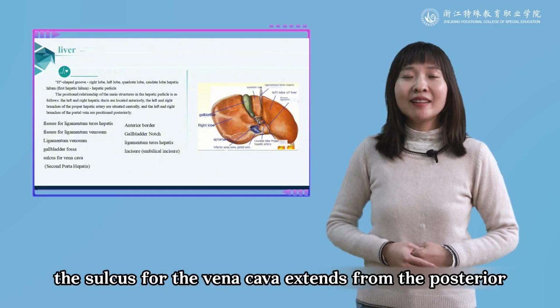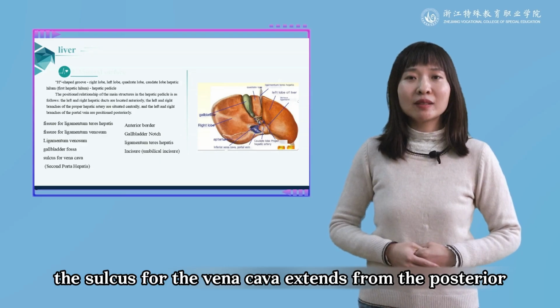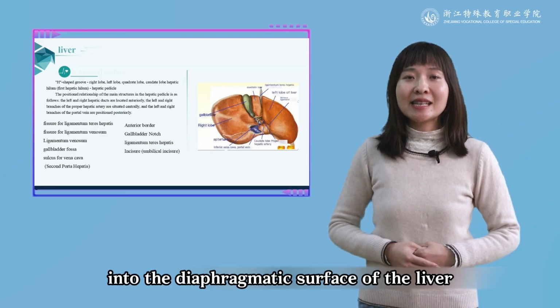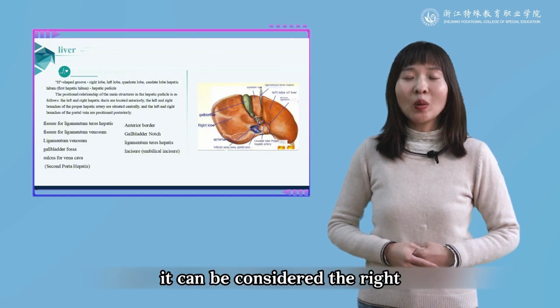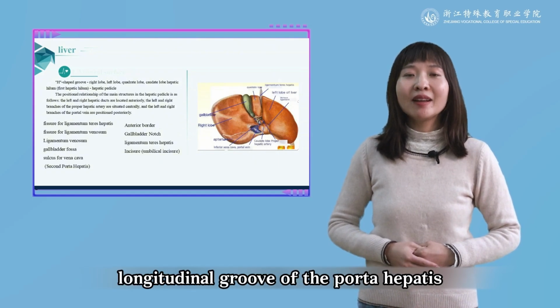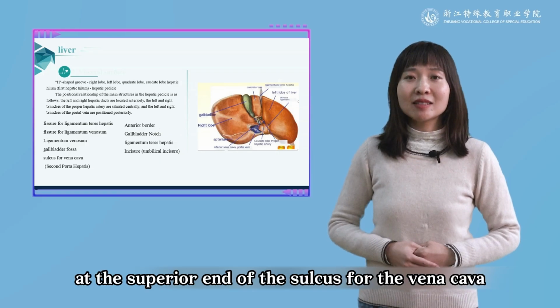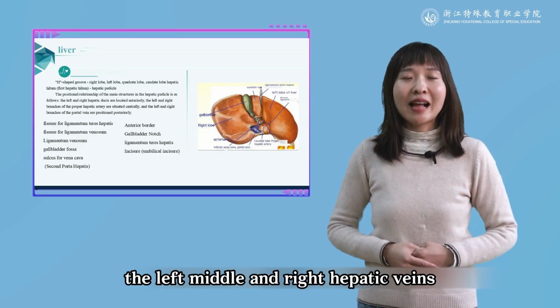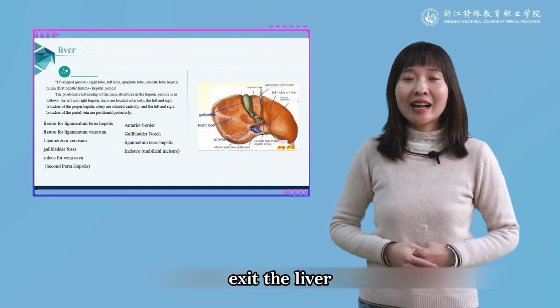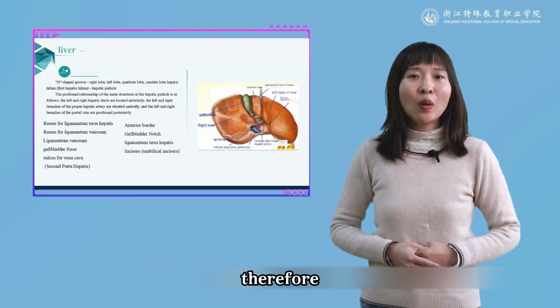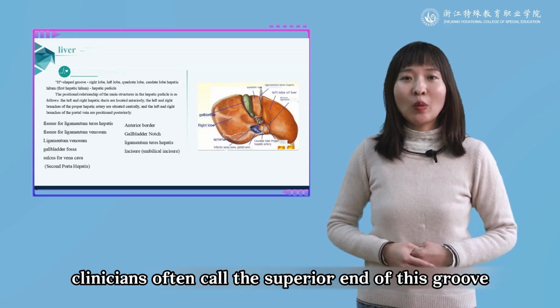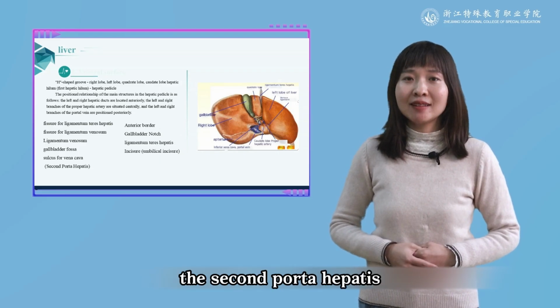The sulcus for the vena cava extends from the posterior superior aspect into the diaphragmatic surface of the liver. Although this groove is not connected to the fossa for the gallbladder, it can be considered the right longitudinal groove of the porta hepatis. At the superior end of the sulcus for the vena cava, the left, middle, and right hepatic veins exit the liver and immediately drain into the inferior vena cava. Therefore, clinicians often call the superior end of this groove the second porta hepatis.